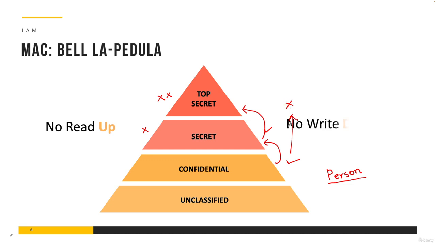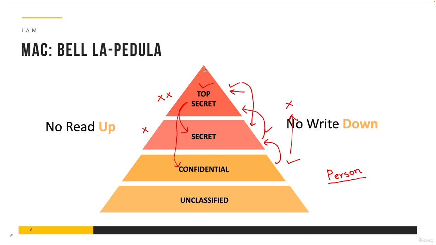The second principle is no write down, which basically means that if someone has top secret level clearance, they can only create or write documents at this level. They're not allowed to write documents at a lower level. Why do you think this is? I mean, this person has top secret clearance, right? He should be able to create documents or resources which are secret or which are confidential, right? What do you think could be the reason?